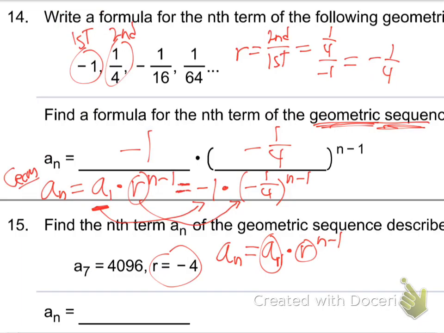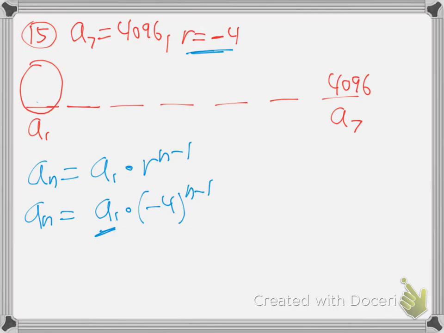Look at any of these sequences, like this sequence right here. Here you're multiplying by negative 1/4, multiplying by negative 1/4. In all these sequences, whatever the R is, that's what's causing the jump every time. That's what you're multiplying by. So you go from here to here times negative 4, and from here to here times negative 4, etc. So you go forward in the list multiplying by negative 4.